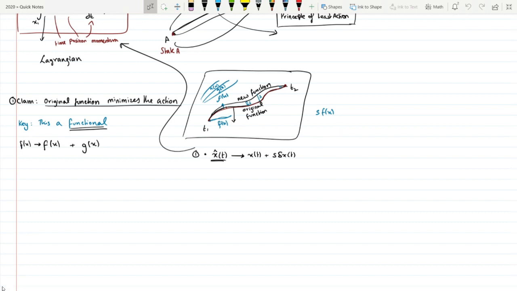Think about it here. Just look at the picture if you're ever in doubt. My new function is my old function plus some kind of kick times a function. This is me just saying y prime is equal to y plus 5. That's all I've done. Is this clear?